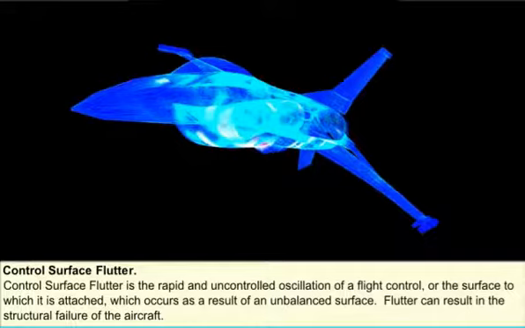Flutter is the rapid and uncontrolled oscillation of a flight control, or the surface to which it is attached, which occurs as a result of an unbalanced surface. Flutter is caused by the interaction of aerodynamic forces, inertia forces, and the elastic properties of the surface or structure, and can lead to the catastrophic failure of the structure.